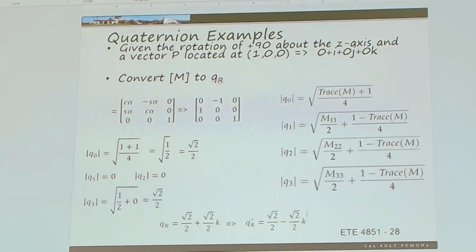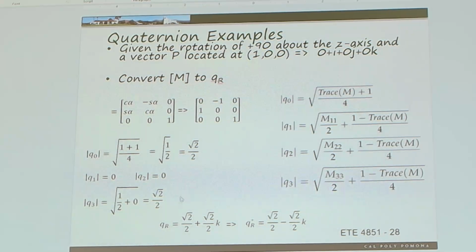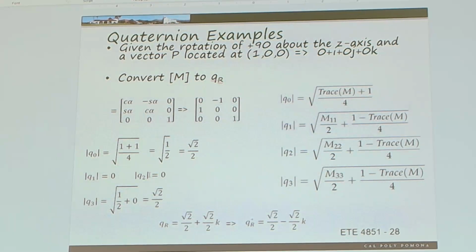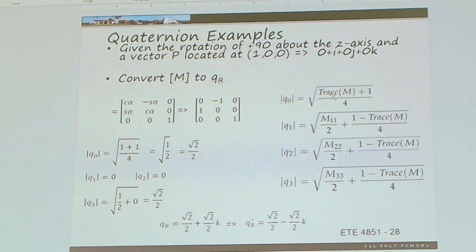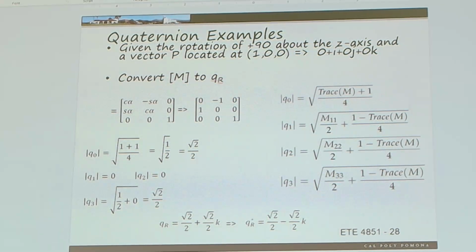And then my Q and my Q conjugate is just changing my signs. So my Q naught, I find my real component, then I find my K quaternion component. Professor, where is trace M? Like, what's the trace M? Trace, that's just the trace going back from here.